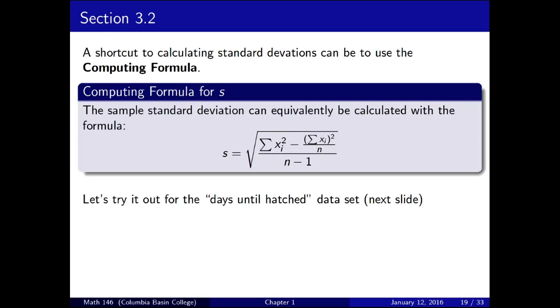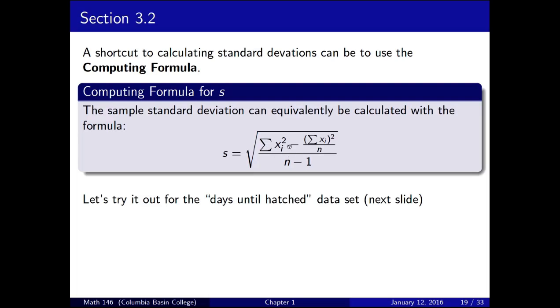It's a little bit easier to use, and it's called the computing formula. So you can use the formula that we just gave, but I typically use the computing formula if I'm going to do it by hand. You'll notice in the computing formula we still have summations, but we don't have any deviations, so nowhere in here do I have to calculate the sample mean or subtract it from anything.